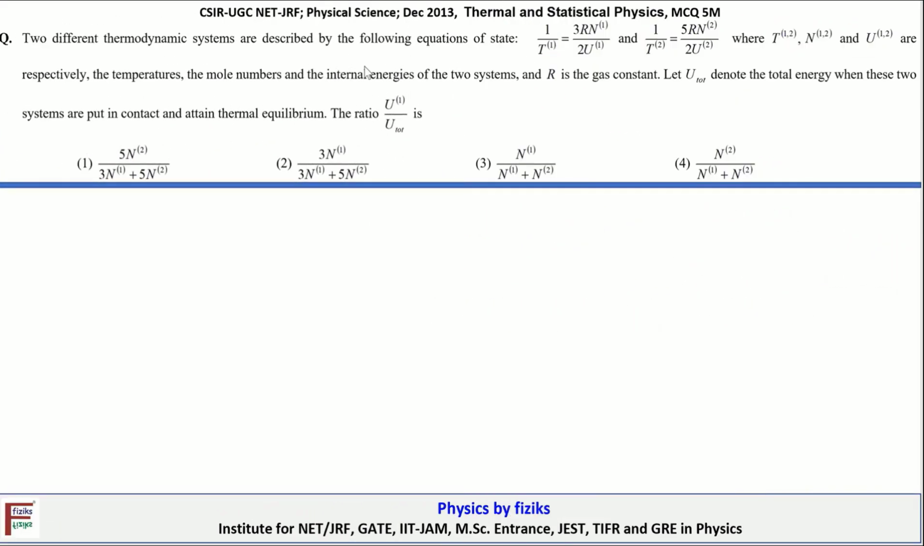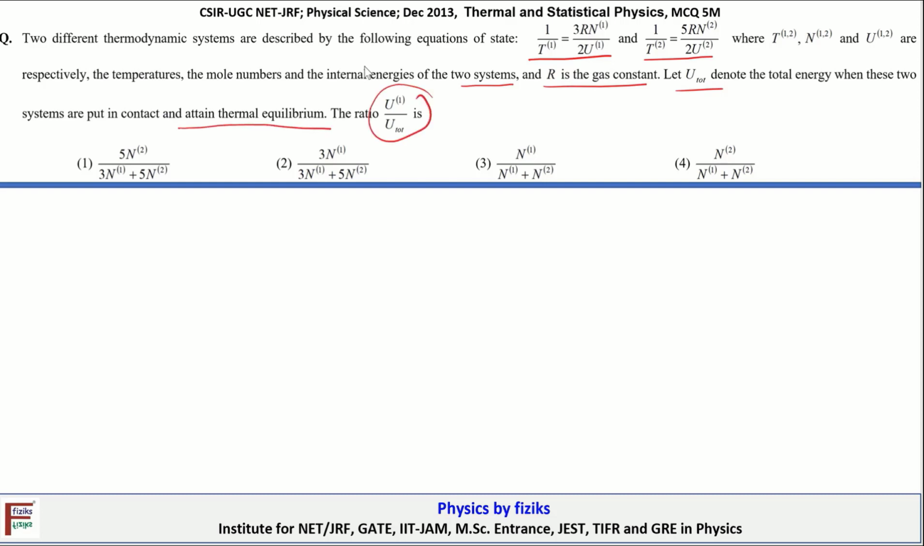Let's take a look at the next problem. Two thermodynamic systems are described by the following equations of state: 1 by T1 equals 3R N1 by 2U1, and 1 by T2 equals 5R N2 divided by 2U2, where T1,2, N1,2 and U1,2 are respectively the temperatures, the mole numbers and the internal energies of the two different systems 1 and 2, and R is the gas constant. Let U total denote the total energy when these two systems are put in contact and attain thermal equilibrium. We have to determine the ratio U1 by U total for the given condition.